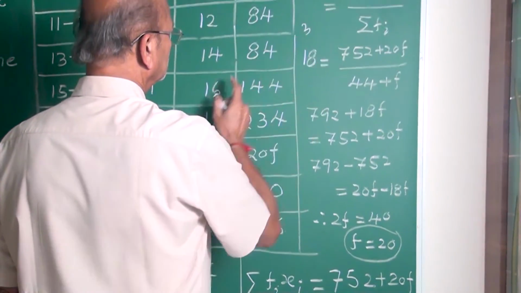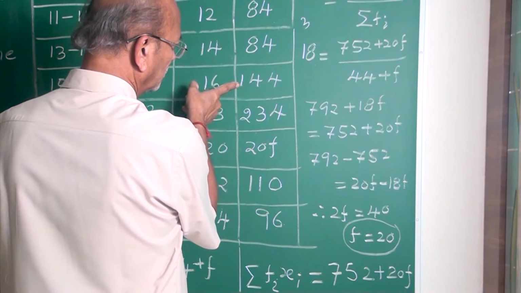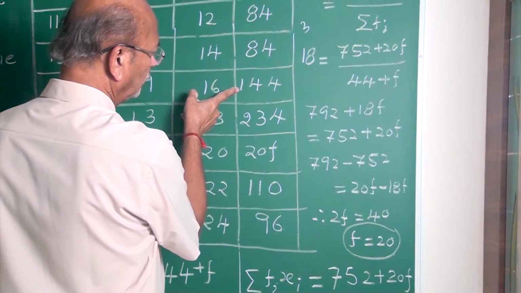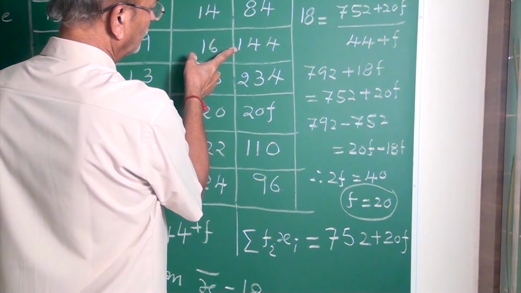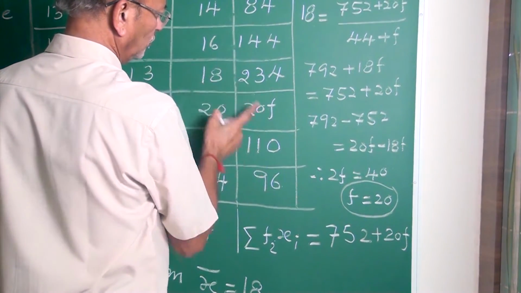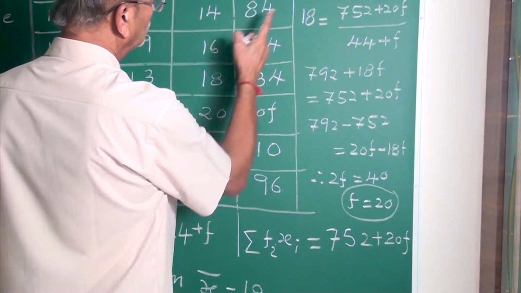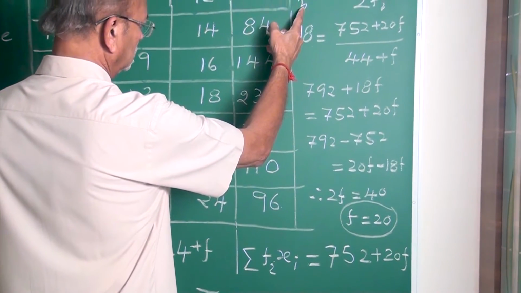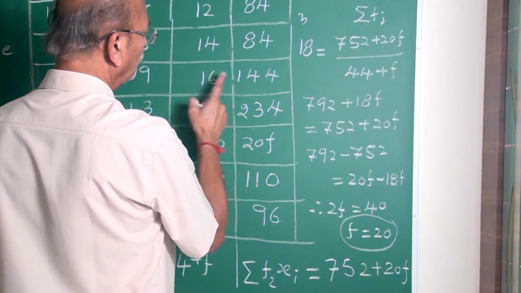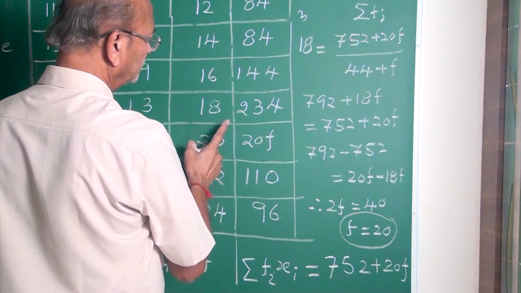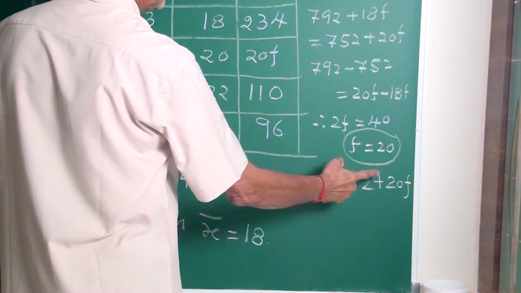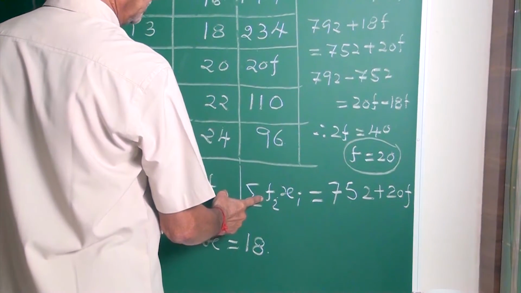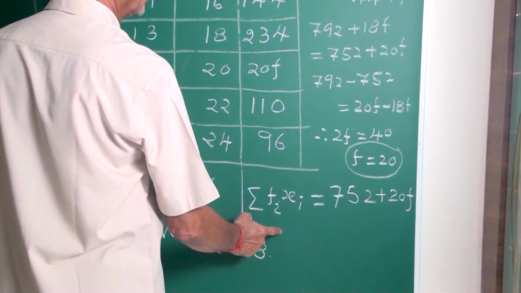3 plus 1 plus 1, 4. 4 plus 2, 6. 6 plus 1, 7 plus 20f. 20f. And it is sigma fi xi, my friend.